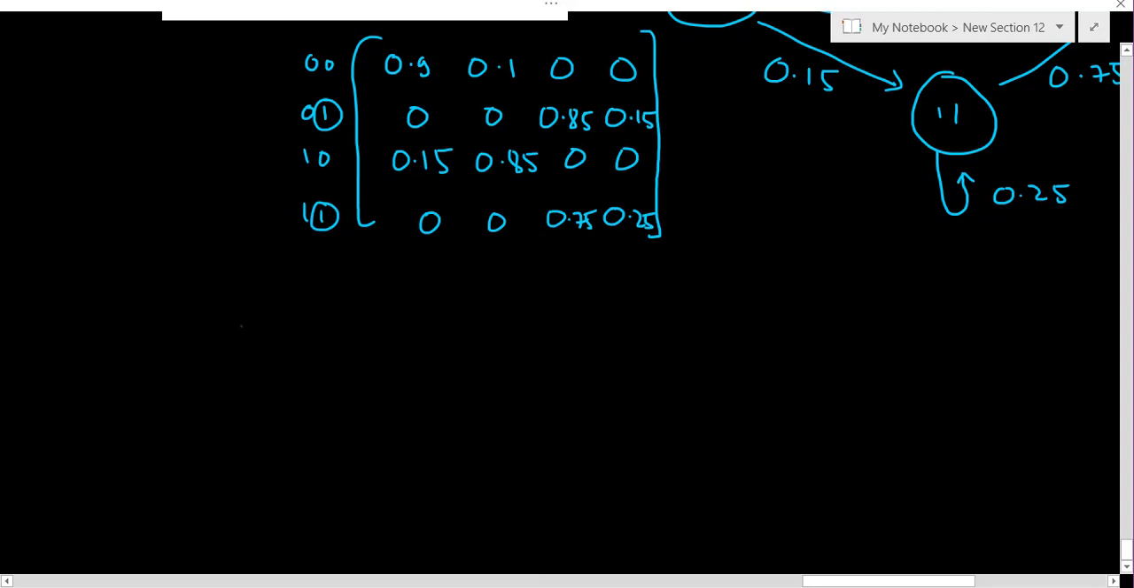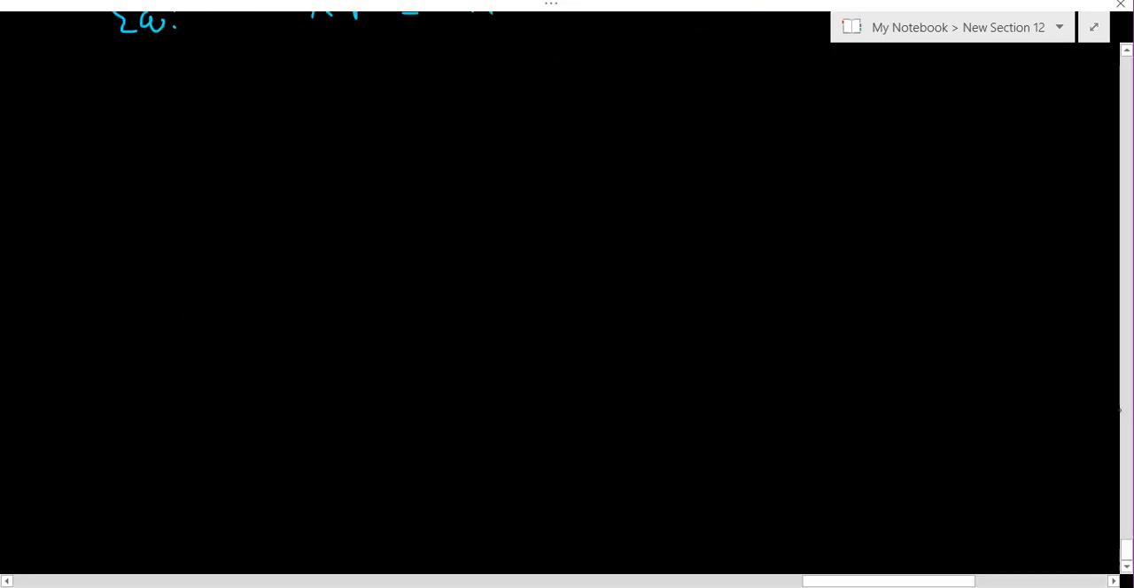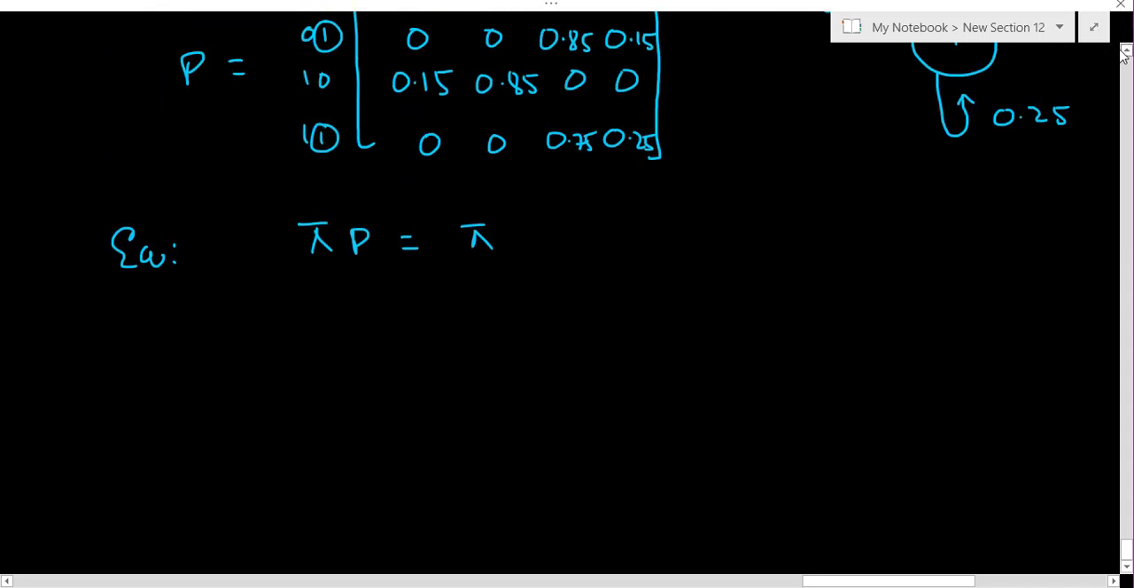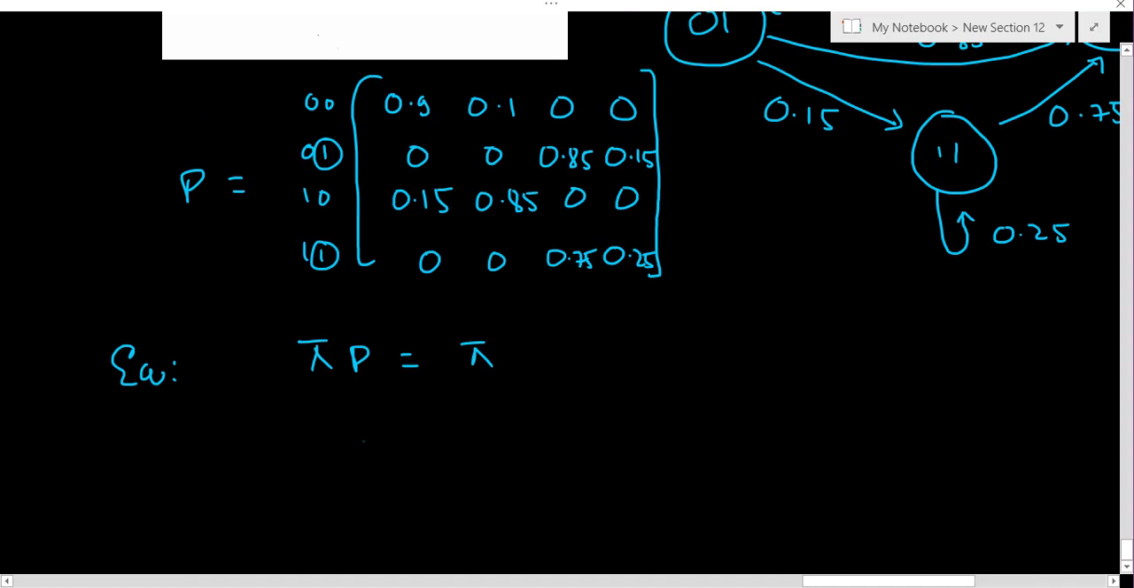Let's try to see that. So for that, I'll have pi P. Since this is P, the equations will be given by pi P is equal to pi. Okay, so what would be my equations for the stationary distribution? Let's call these states 0, 1, 2 and 3. Okay, so 0.9 pi 0 plus 0.15 pi 2 is equal to pi 0.